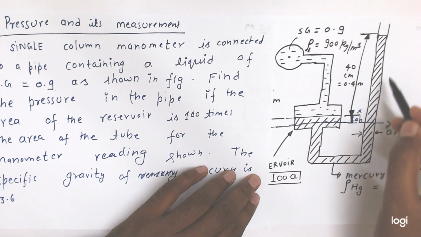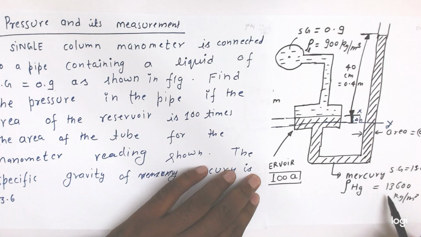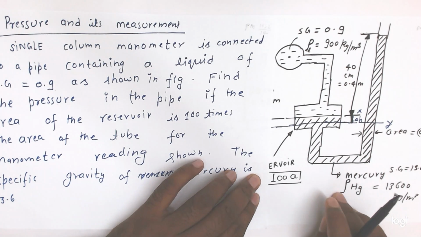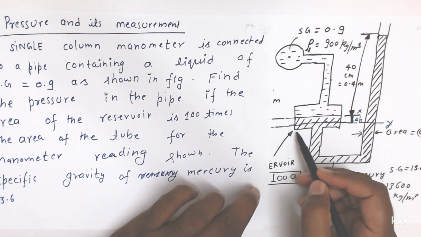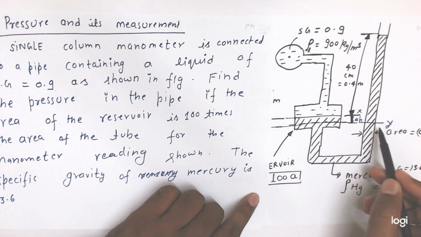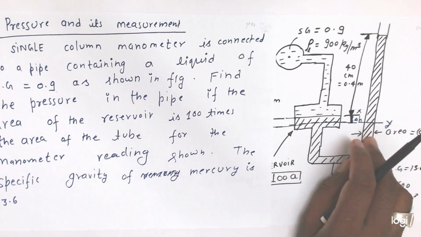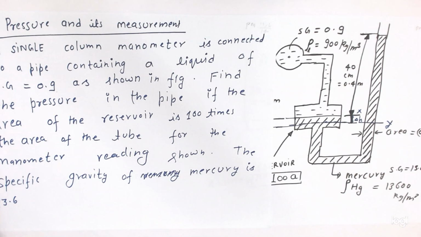This is the mercury. Its density is equal to 13600 kg per meter cube. It has been given, and this is the area. It is 100 times the area of the right limb. Friends, what happened? I will explain a little bit.